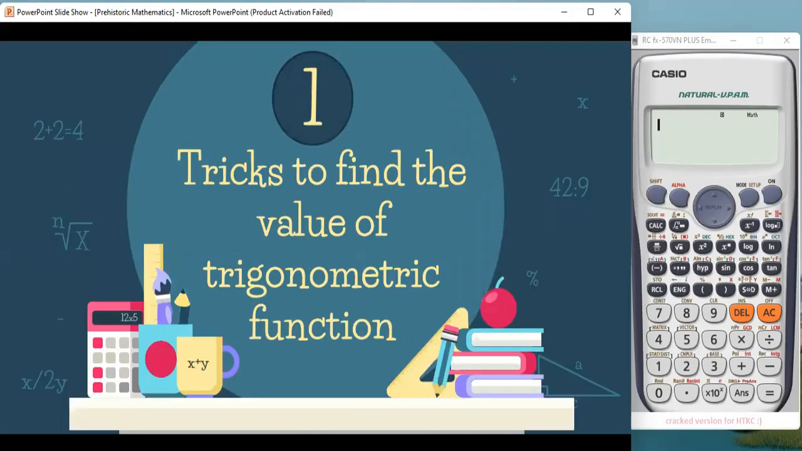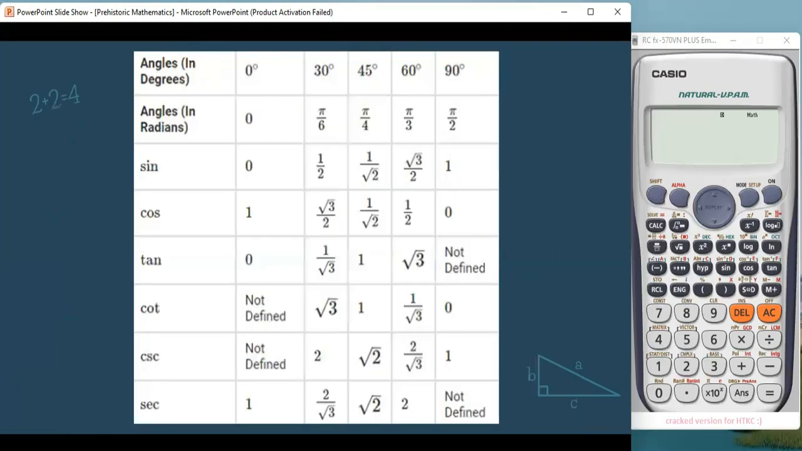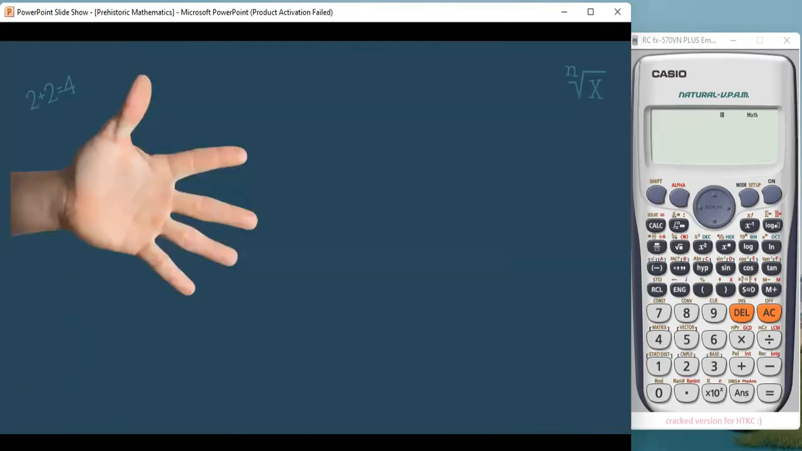For today's video, we're going to talk about the tricks to find the value of trigonometric functions with the use of our hands only. So kung maaalala niyo po, para makuha natin ang values ng trigonometric function, we have these values o kaya naman gumagamit tayo ng calculator. However, paano kung wala tayong trigonometric function tables and wala din tayong calculator? Kaya pa rin ba nating makuha ang value nila? So actually kaya po, ang kailangan lang po natin ay ang mga kamay natin at ang ating mga daliri.